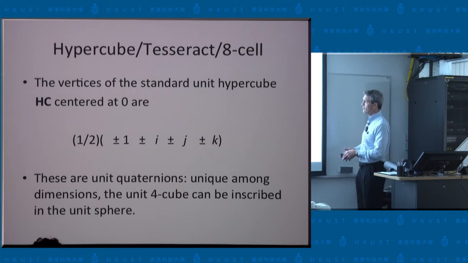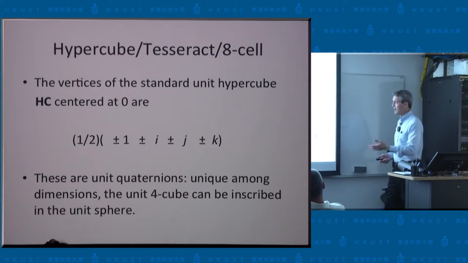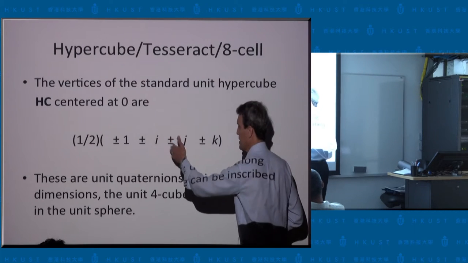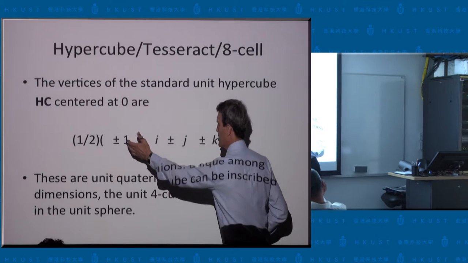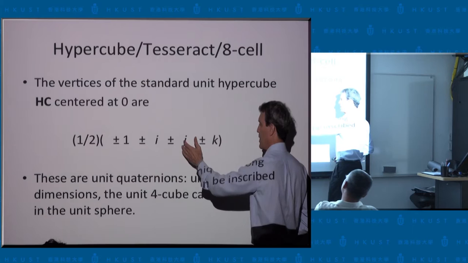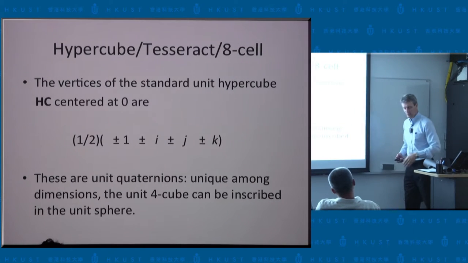Going back, if you take one of these and multiply it by i or j or k, you're just going to rearrange these things. If I multiply by i, this will turn into i, this will turn into minus 1, this will turn into k, this will turn into minus j. So you'll just be rearranging those coordinates.